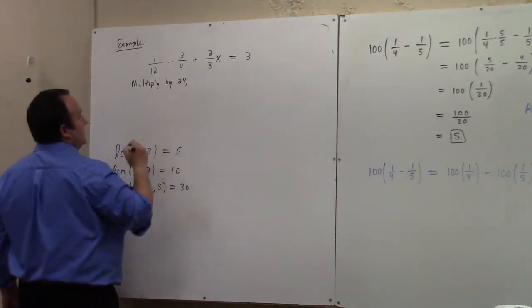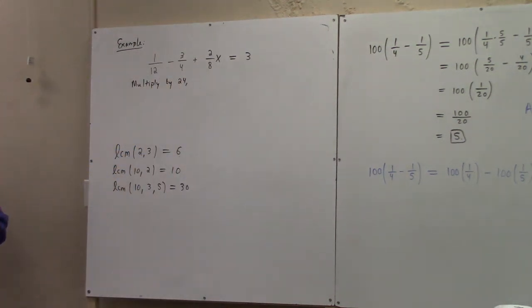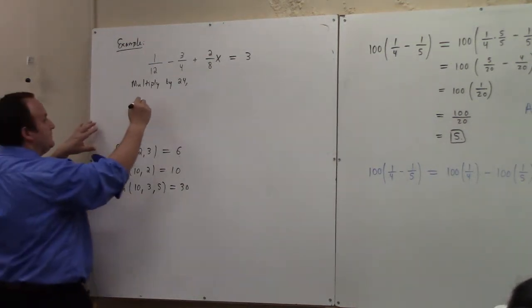You could also just multiply by the product of the denominators. That will also work. It's just going to make you multiply by a stupidly large number, right? So it's better practice to multiply by the least common multiple to keep the numbers small. Technically, you could also just multiply by 12 times 4 times 8. It would also work. But what is 12 times 4 times 8? It's a big number, right? 24, not so much. So multiply by 24.